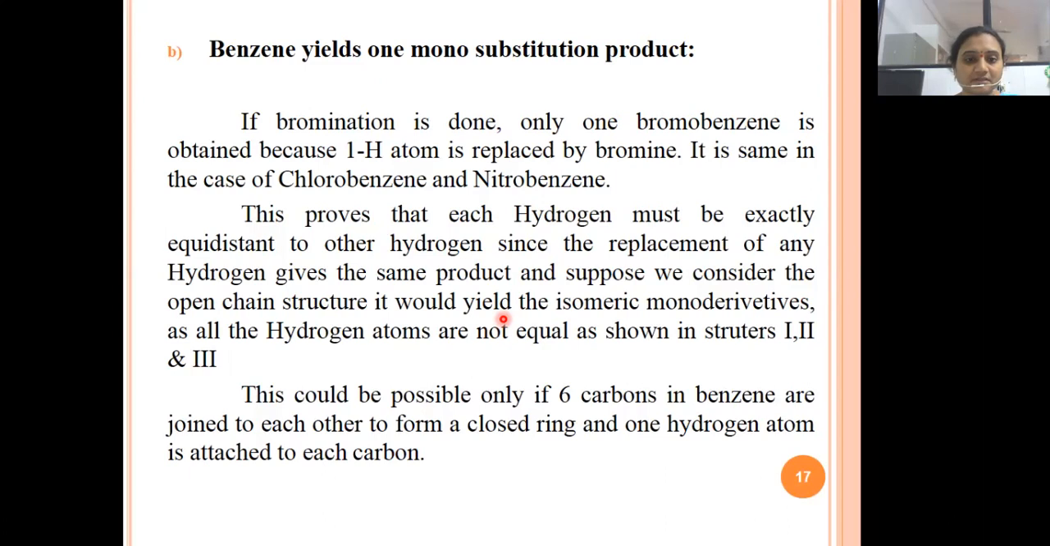So next, equidistance to other hydrogens, since the replacement of any hydrogen gives the same product. If we replace the first hydrogen, we get the same product. If we replace the second hydrogen also, we get the same product. Why? Because all hydrogens are at equidistance. So that is why bromination of benzene gives only one product, one bromobenzene.